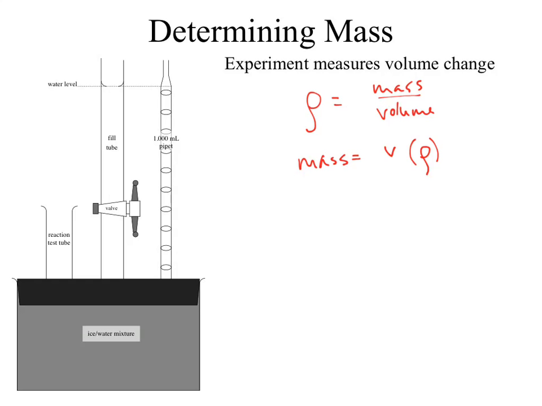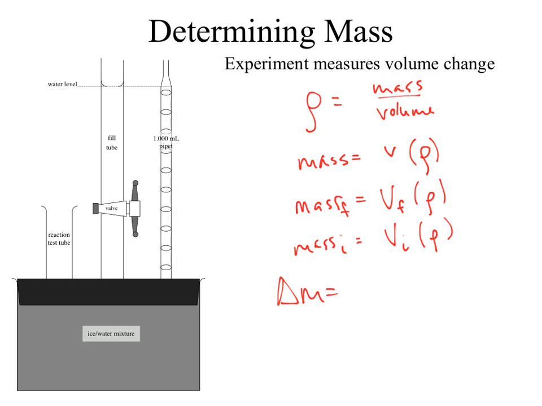We want to see the change in volume. So really what we're looking at is that our mass final equals our volume final times our density, and our mass initial equals our volume initial times density. Whew, it's a big mess, right? And let's just propagate that even worse. We could say our change in mass is equal to our change in volume times density. Kind of cleaned it up a little bit, right?